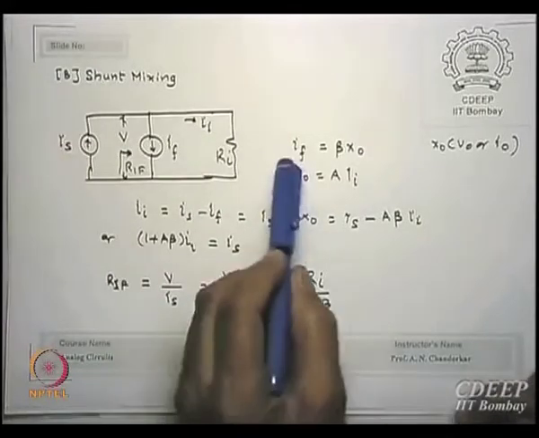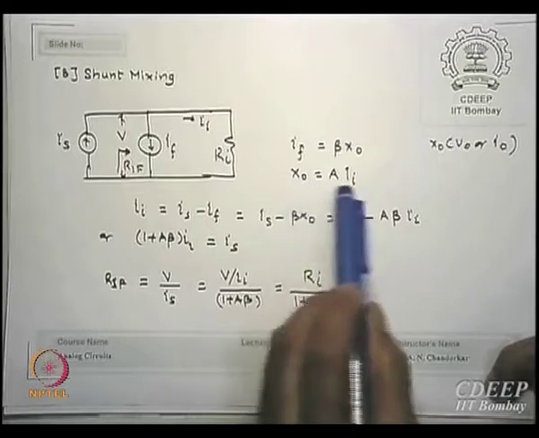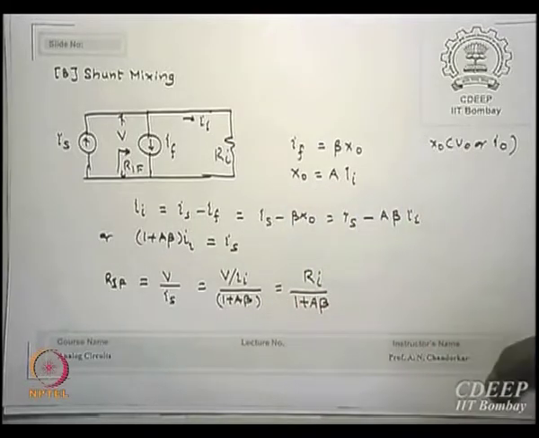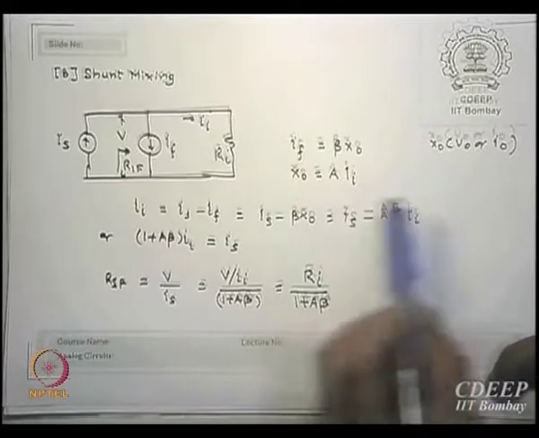Now I know If is beta times x0. Why did I say x0 generally? Because at the output, sampling can be voltage or current, but at the input it is always shunt. Is that word clear to you? Input is always shunt, but the output sampling can be voltage or current, either case. So I have combined both into one. It can be V0 or I0, either of them can be X0, but I have generalized this.